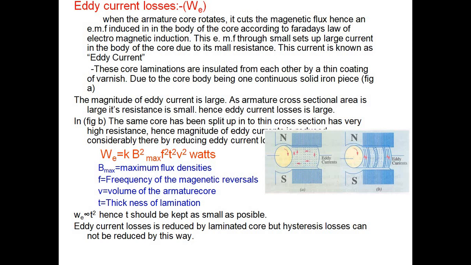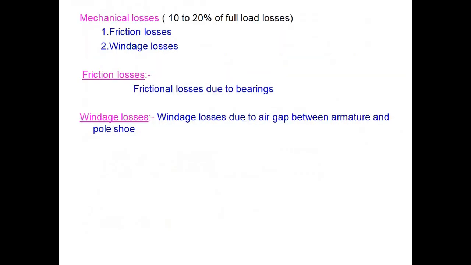B max is the maximum flux density. F is equal to the frequency of the magnetic reversal. V is equal to the volume of the armature core. T is equal to the thickness of lamination. Hence, T should be kept as small as possible. Eddy current losses are reduced by a laminated core, but hysteresis losses cannot be reduced this way.